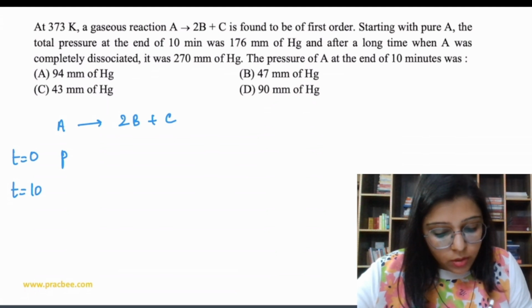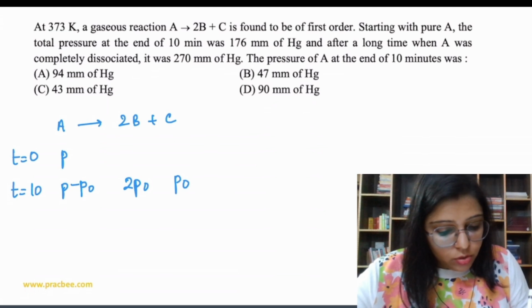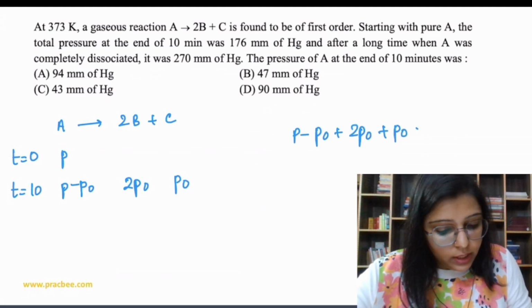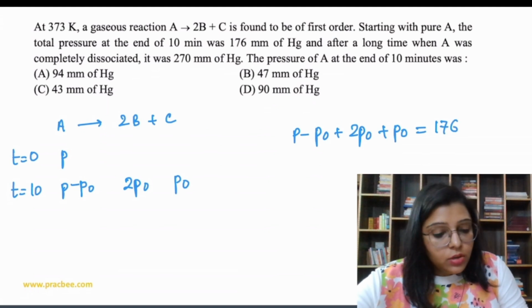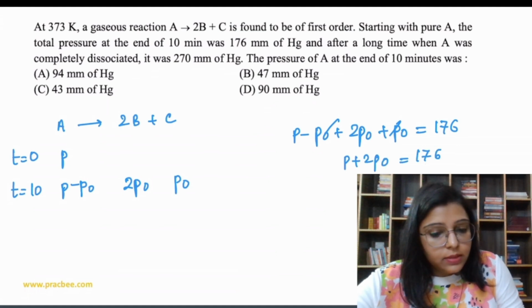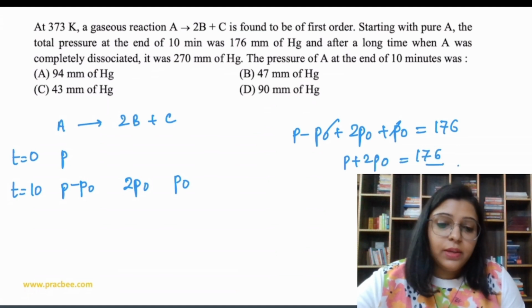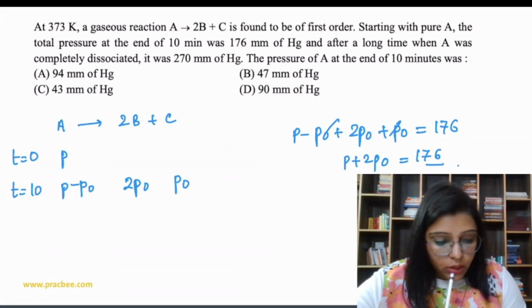So we have P minus P naught, and this is going to be 2P naught, and that is P naught. So P minus P naught plus 2P naught plus P naught is equal to 176, right? We get 176. So P plus 2P naught is 176. Okay, fine, 176.